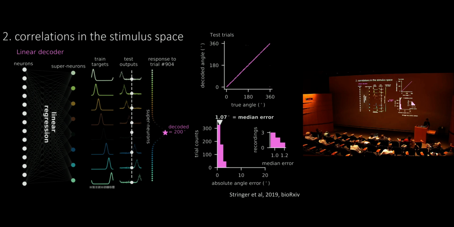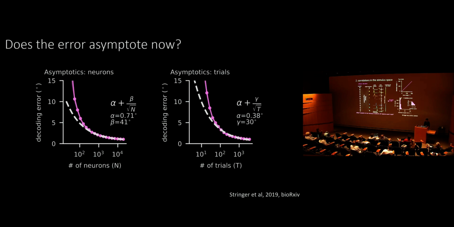So we're at 1 degree error, but there's a possibility that we could go even lower. We don't know if this is a limit, if there are information-limiting correlations remaining, or if we can reduce this error even lower if we increase the number of neurons and the number of trials. So next we look at the asymptotic performance of this decoder. If we increase the number of neurons, this is the decoding error.